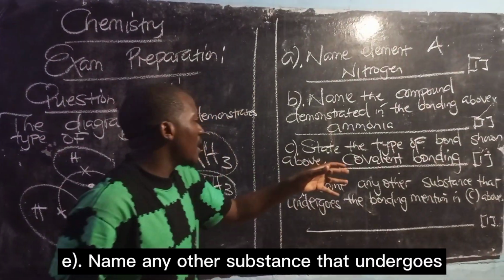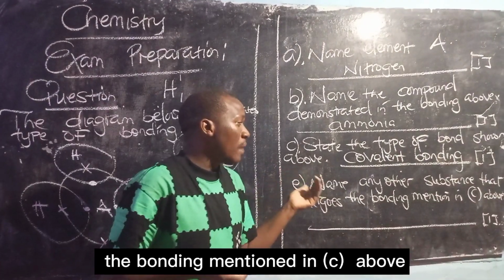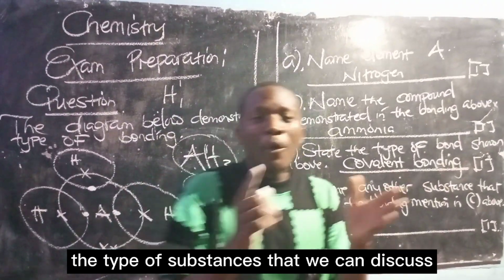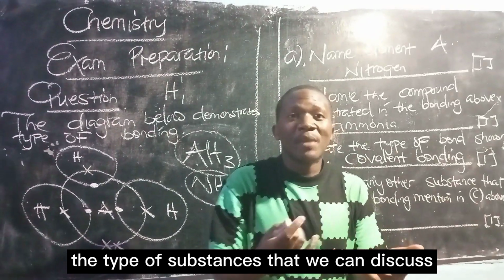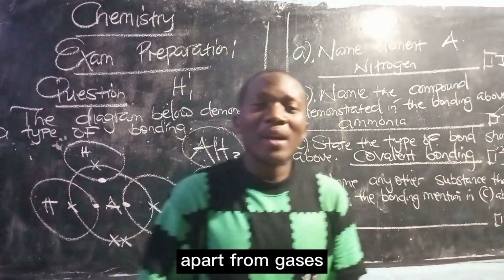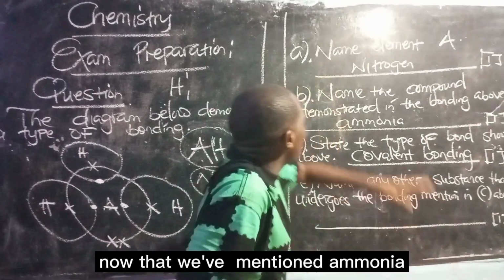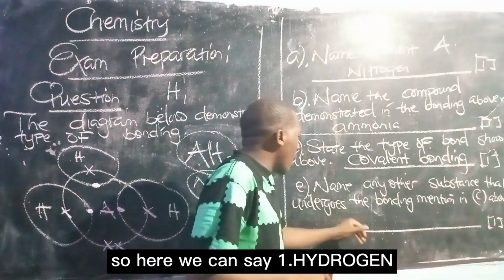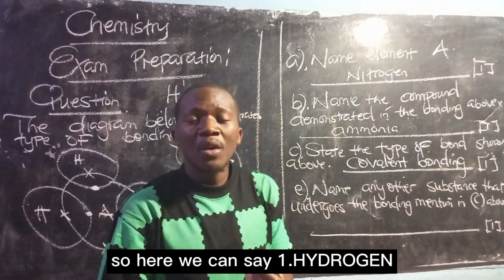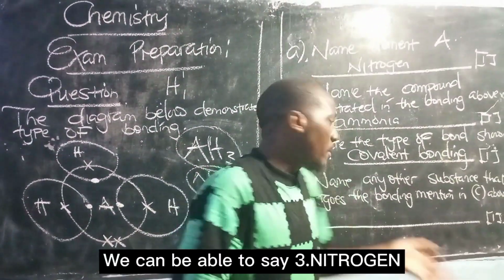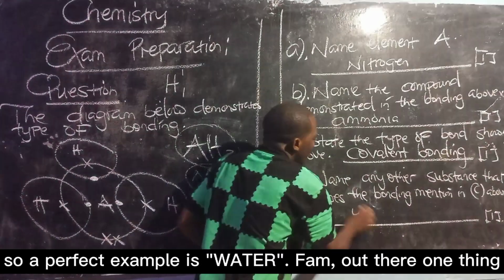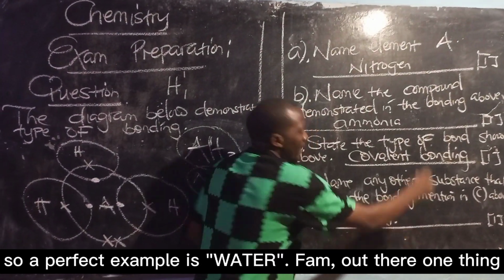E. Name any other substance that undergoes the bonding mentioned in C above. The type of substances that we can discuss basically are gases. Apart from gases, we can talk about water. Now that we've mentioned ammonia, this means this is excluded. So here we can say hydrogen, we can say oxygen, we can say nitrogen, or we can just say water. So a perfect example is water.